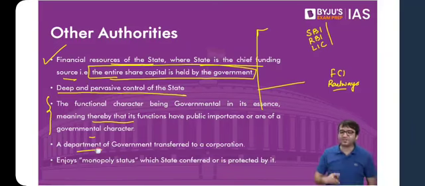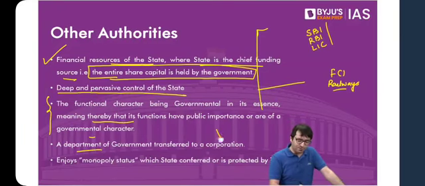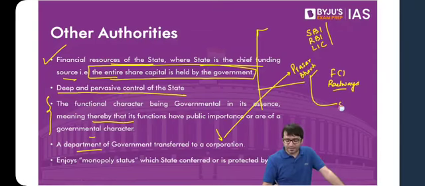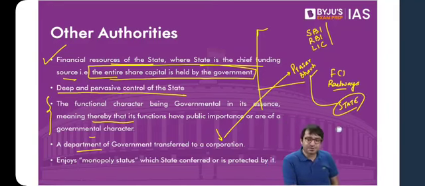A department of the government which is transferred to a corporation. For example, previously, we used to have Doordarshan, All India Radio. We still have, but those were government departments. One government department was Doordarshan. One government department was All India Radio. Later on, both these entities, Doordarshan as well as All India Radio, they were transferred to a corporation, and that corporation was known as Prasar Bharati. Prasar Bharati Corporation. Prasar Bharati becomes a state.